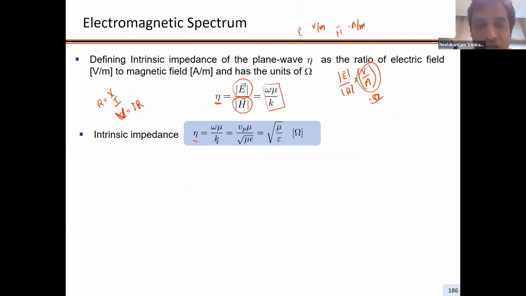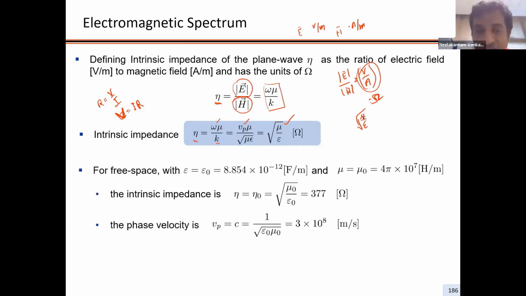So the intrinsic impedance is omega mu over k, which I can express either in terms of the phase velocity, or in terms of omega, or in terms of the material properties, which is the square root of mu over epsilon. That is for free space. For free space or vacuum, epsilon naught is this and mu naught is this. If you find the intrinsic impedance of free space by substituting those values, you will get 377 ohms. So the intrinsic impedance of the space around us is 377 ohms.